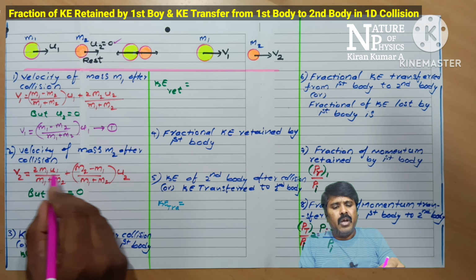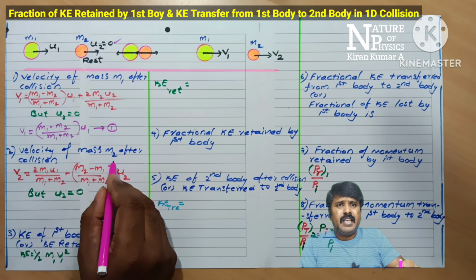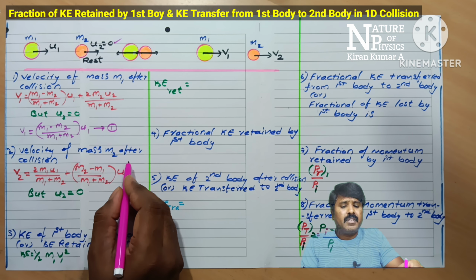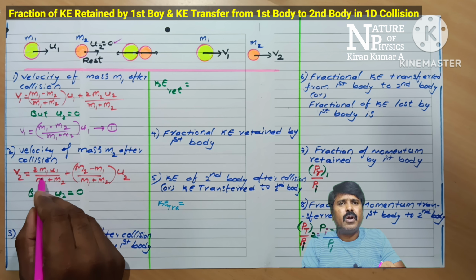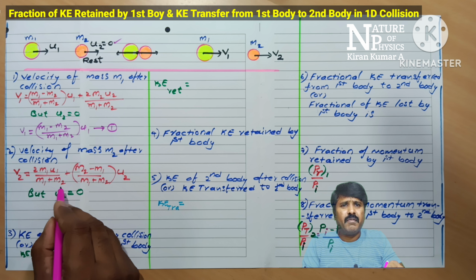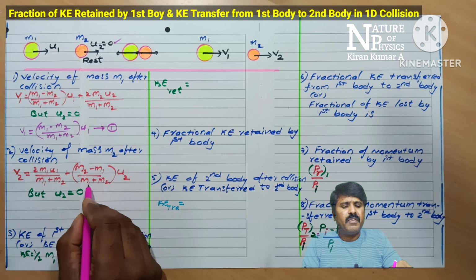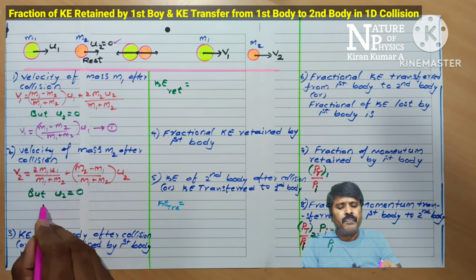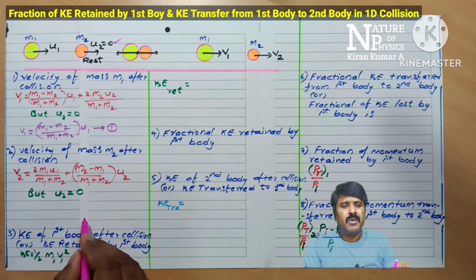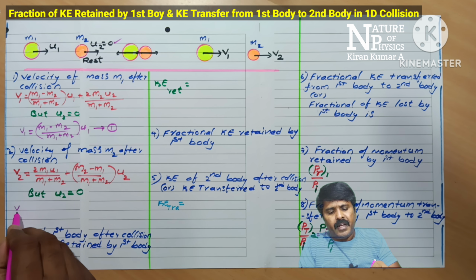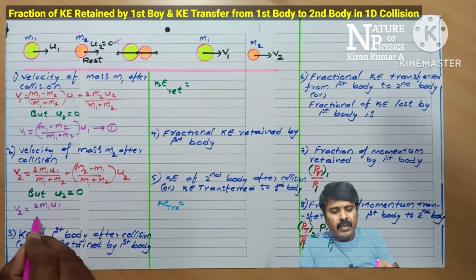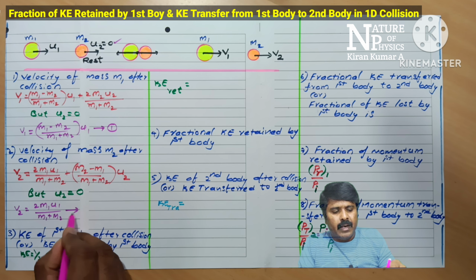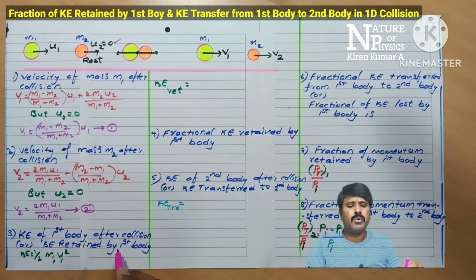Next, the velocity of mass m2, the second body, after the collision. The basic formula is v2 is equal to m1 u1 divided by (m1 plus m2), minus m1 by (m1 plus m2) of u2. But under the same condition u2 is equal to 0, so we get v2 equal to m1 u1 divided by (m1 plus m2). Now I can write this as equation number 2, student.